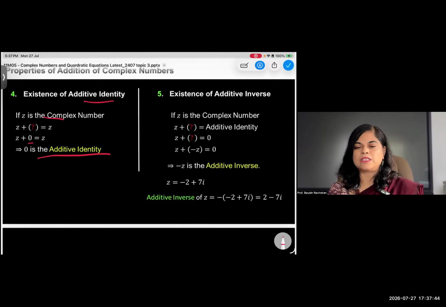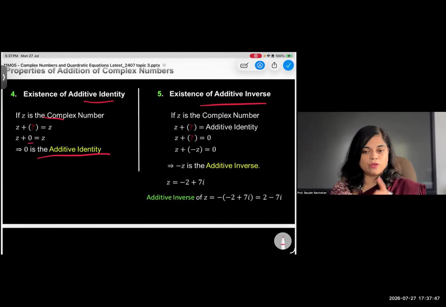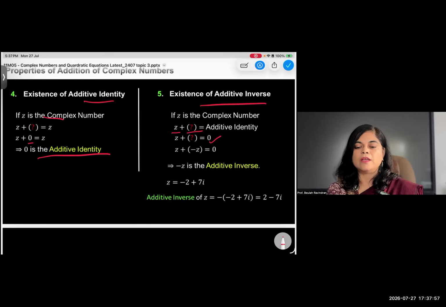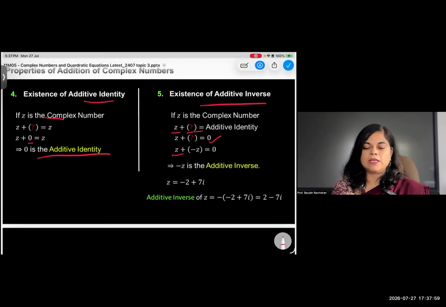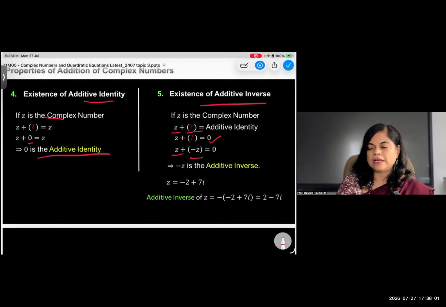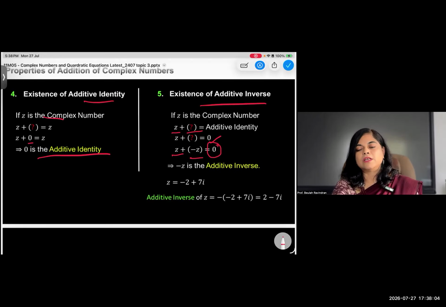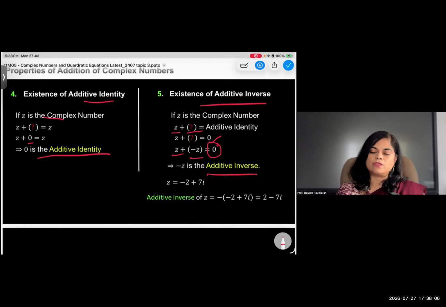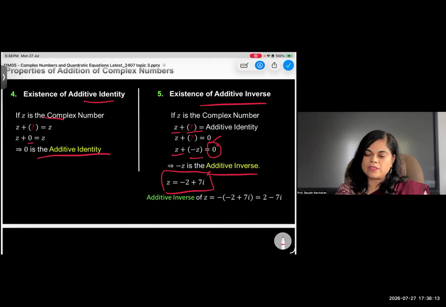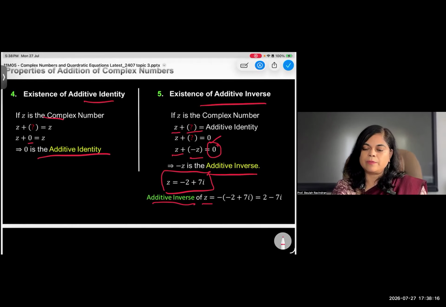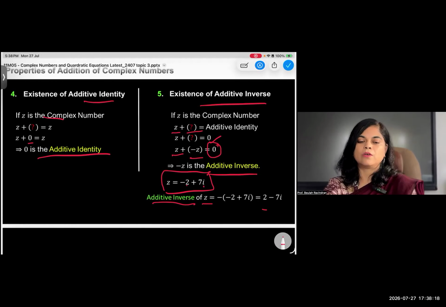And what is the existence of additive inverse? If you add the number and its inverse, it leads to the additive identity. That is the inverse. So if Z is the number, its inverse will be negative Z. So that is the additive inverse. Then only does that produce the additive identity. So what is negative Z? If Z is negative 2 plus 7i, what is negative Z? The additive inverse of Z: negative becomes positive, positive becomes negative. That's it.